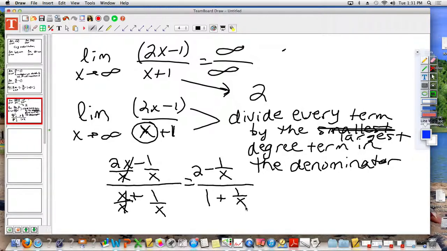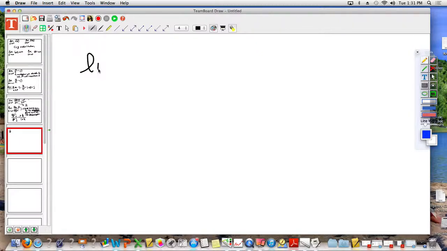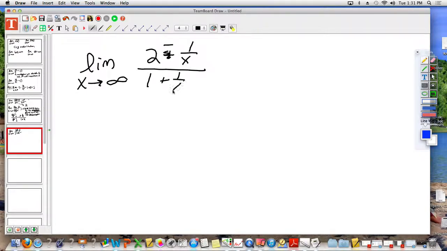So what is the limit as x approaches infinity? You guys, what's in the numerator again? It was 2 minus 1 over x, and on the bottom you have 1 plus 1 over x. Okay. So if I put an infinity in for this x right here, I'm going to end up with 2 minus 0. Are you okay with that?